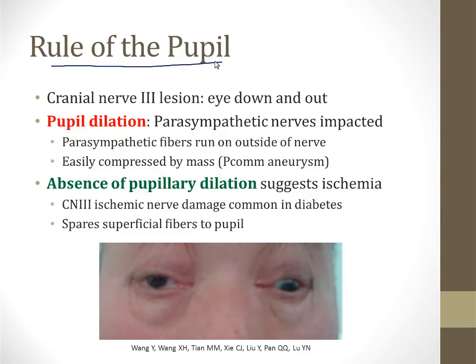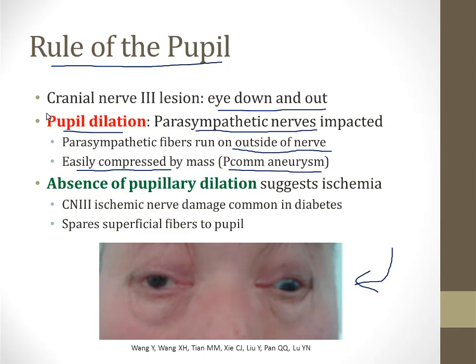So patients with a cranial nerve 3 lesion will have an eye that is down and out as shown in this picture on the screen. If the pupil is dilated, this means the parasympathetic nerves that travel with cranial nerve 3 are impacted. These fibers run on the outside of cranial nerve 3, and therefore they are easily compressed by a mass, especially a posterior communicating aneurysm. For this reason, if the pupil is dilated, you must consider that the patient may have an aneurysm, and that patient often needs imaging of the brain.